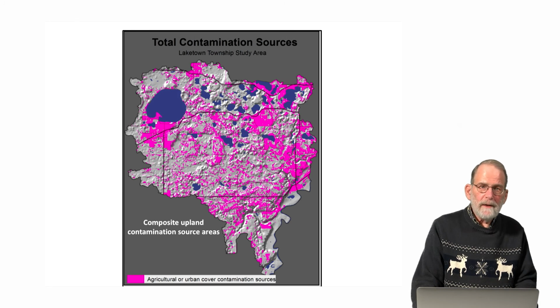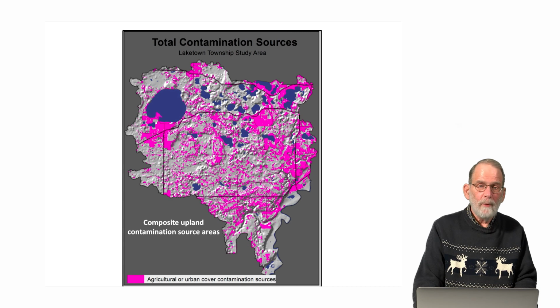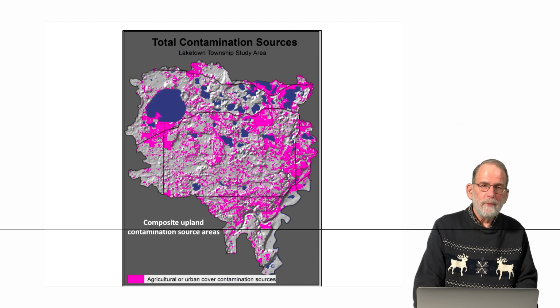We can combine the potential agricultural source contaminants with the potential urban source contaminants and talk about total contamination sources. This is a composite of upland contamination source areas. So the purple that you see on this map represents the areas that I have been referring to as upland source areas. These are areas where contaminants are likely to be generated in upland areas.